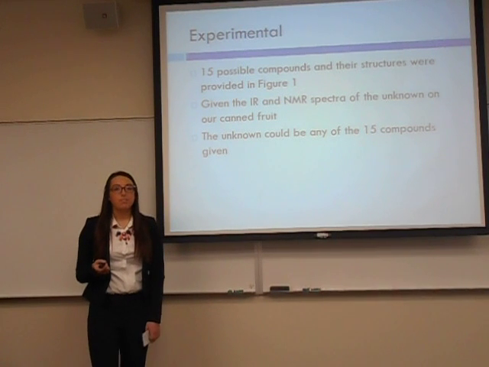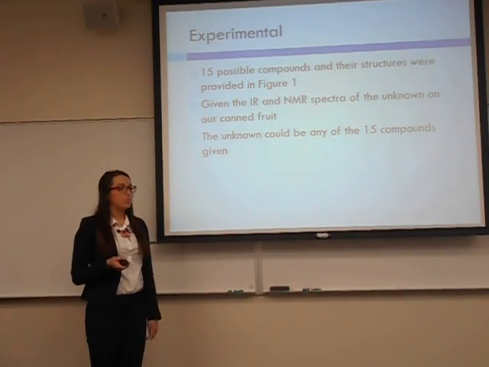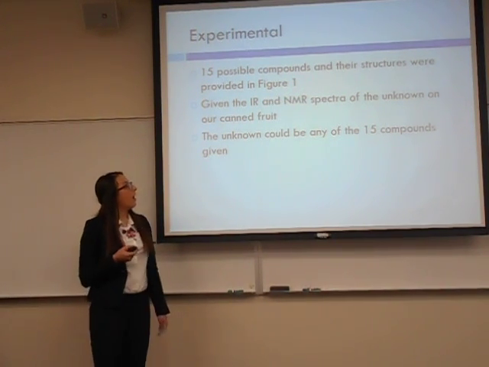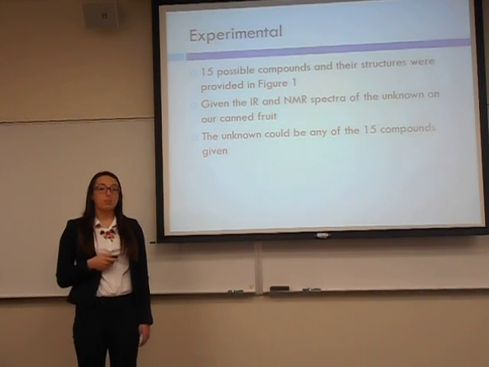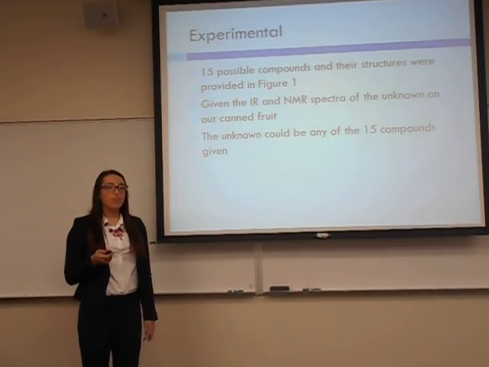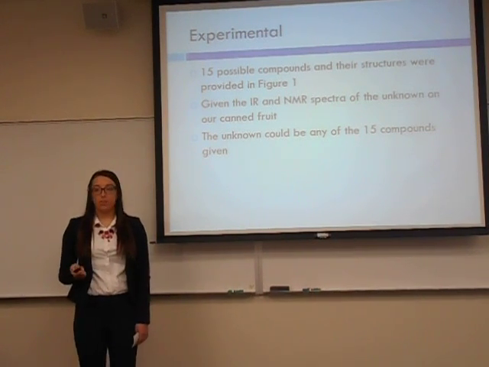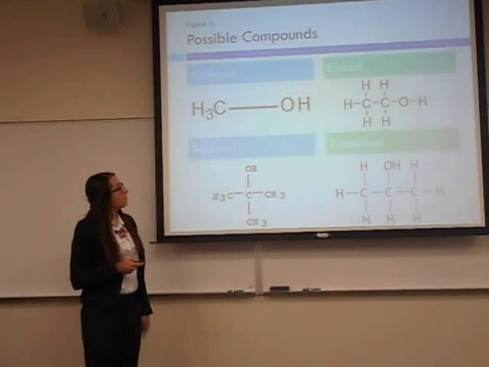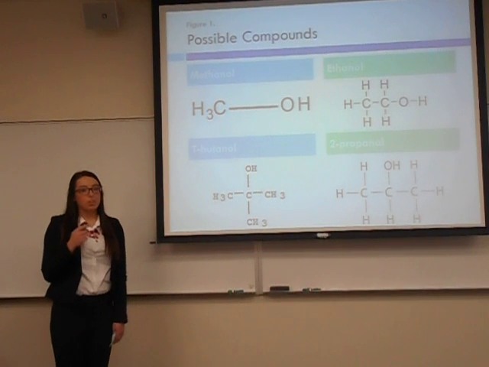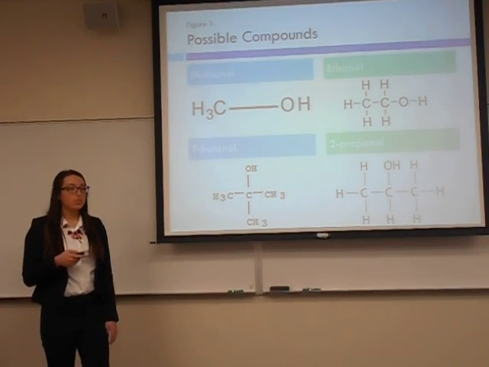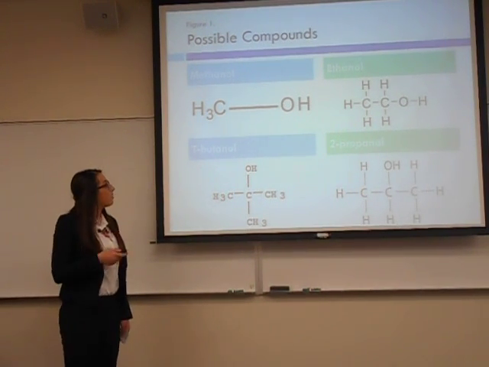So first we were given 15 compounds and their Lewis structures, and the IR and NMR spectra of our unknown substance on our canned fruit. We're trying to figure out which one of the 15 compounds given to us is the unknown compound on our fruit. Here is figure 1, which are the possible compounds and their Lewis structures of what our possible unknown could be.